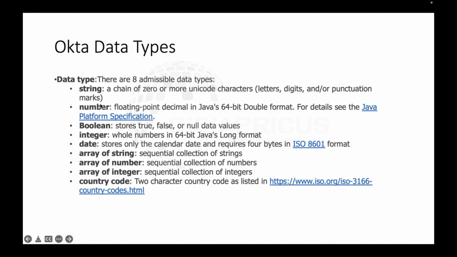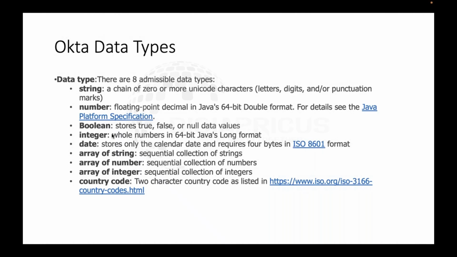But for the time being, I think as the name suggests, they're pretty much self-explanatory. Boolean is a data type where we can only store true or false, or a null value. So only two values are there in the Boolean data type. Integer is again a number, although this time it's not a decimal number.